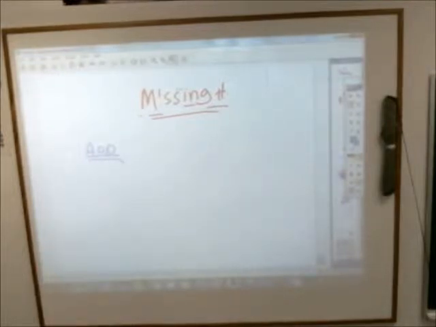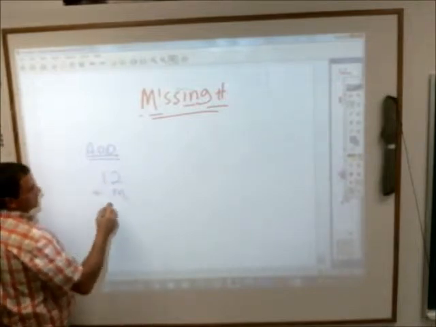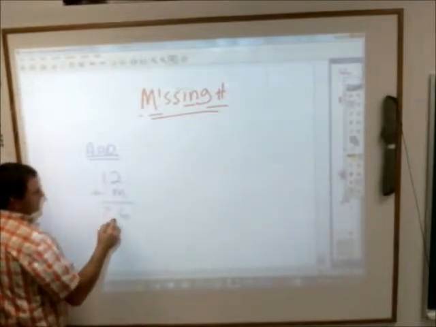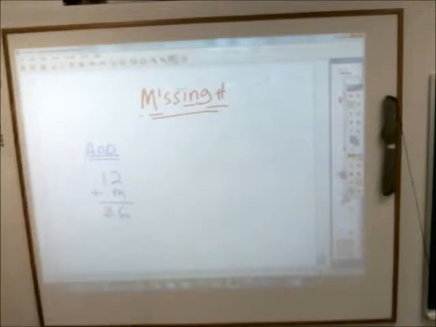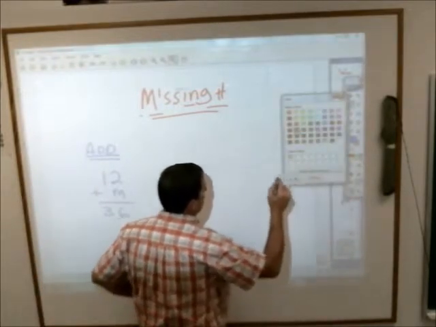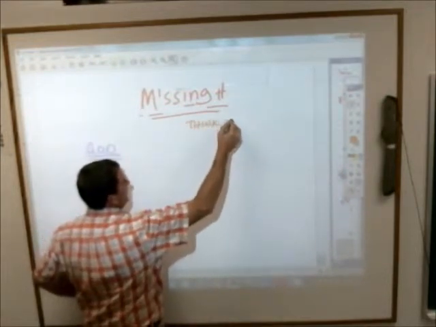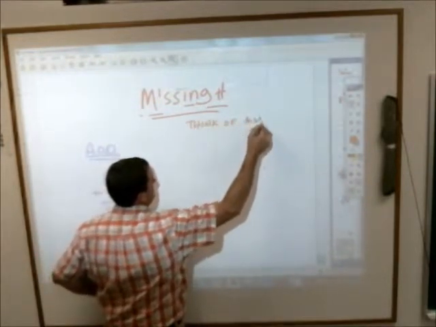Okay, for example, here's an example problem. We talk about missing numbers here. 12 plus m equals 36. And the missing number there is that letter m. And whenever you're missing a number in addition or subtraction, what I want you to do is think of an easier problem.